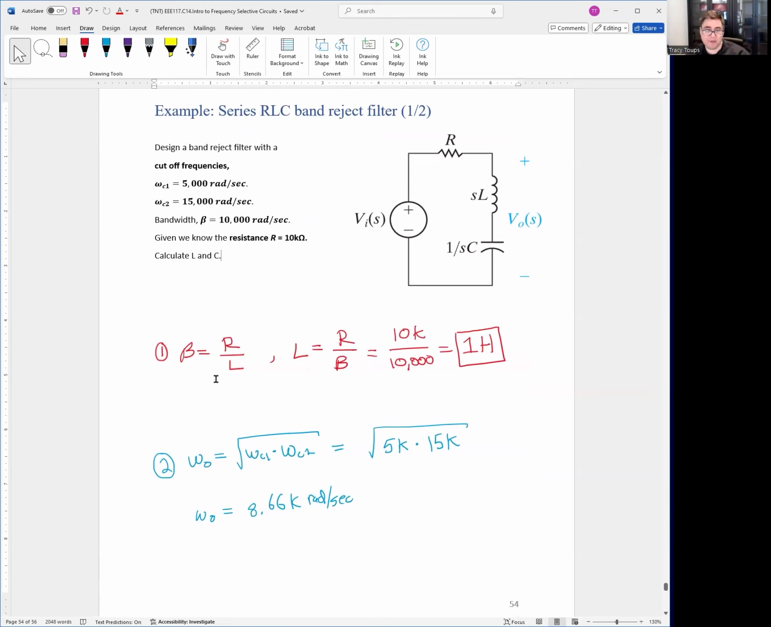Okay. So bandwidth is R over L. Just swap L and bandwidth around. So you get L equals 10K over 10K, which is 1 Henry. Center point frequency is the square root of the lower cutoff frequency times the upper cutoff frequency, which is 5K times 15K, square root of that. Center point is 8.66K radians per second.